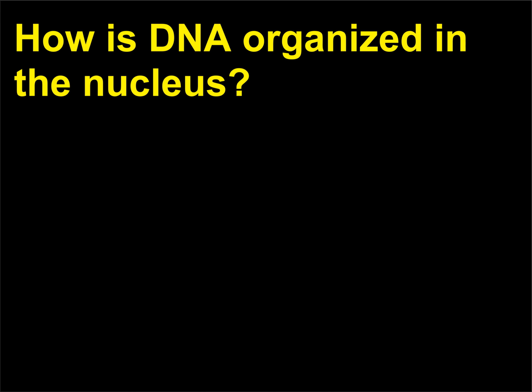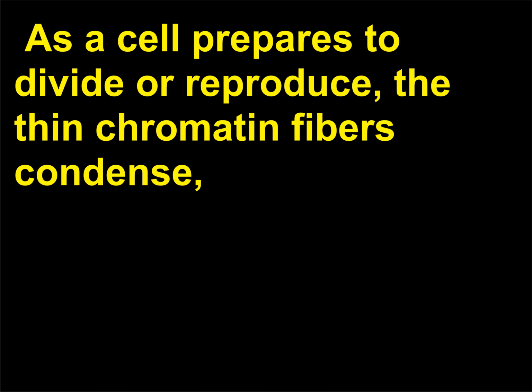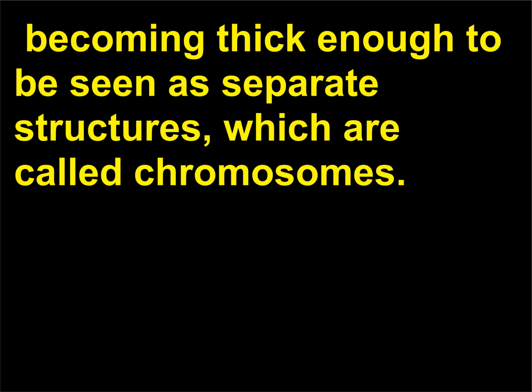How is DNA organized in the nucleus? Within the nucleus, DNA is organized with proteins into a fibrous material called chromatin. As a cell prepares to divide or reproduce, the thin chromatin fibers condense, becoming thick enough to be seen as separate structures, which are called chromosomes.